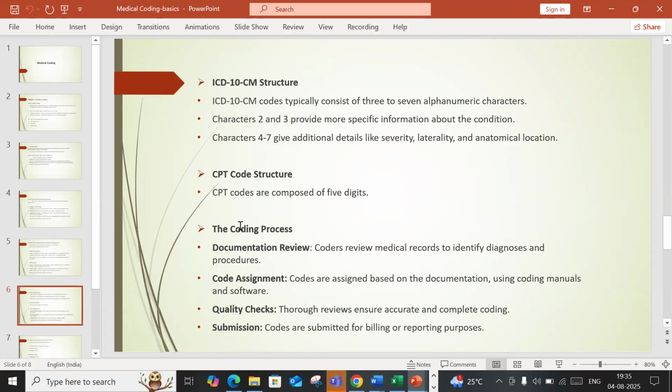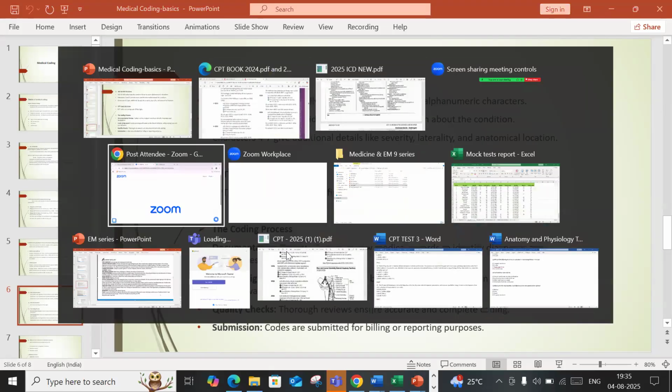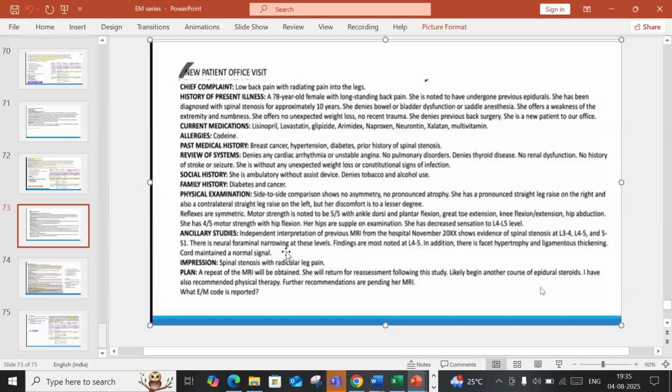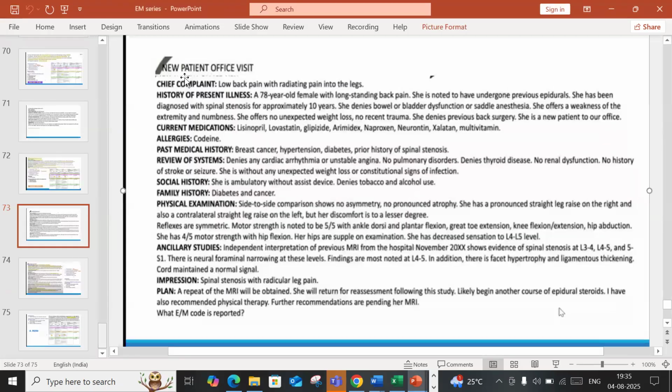And coming to the coding process, what a medical coder will do, how he will do that coding. The first thing is what? Documentation review. So for example, this is an example of a prescription format. A prescription for a particular service. Example, this patient went yesterday to the doctor. He consulted the doctor yesterday, so the doctor has given that patient a prescription in this format.